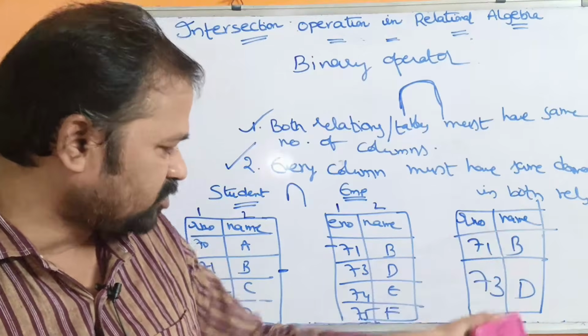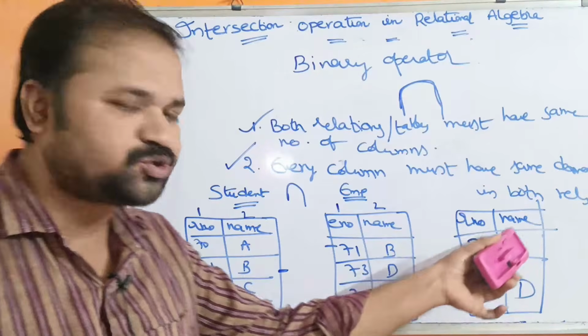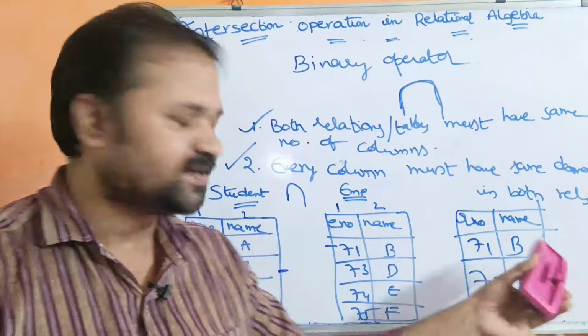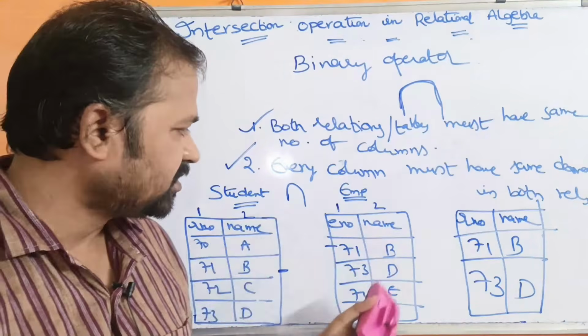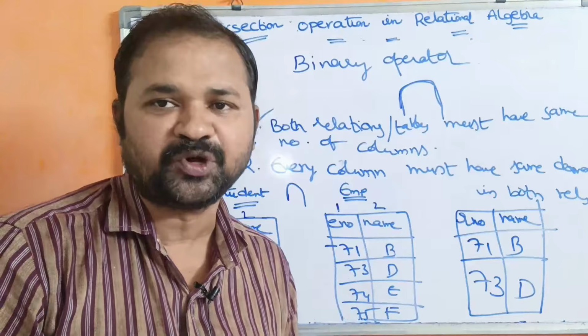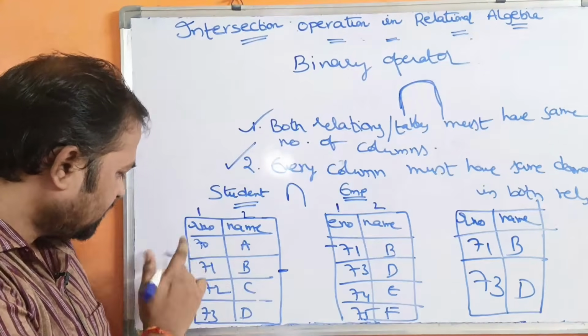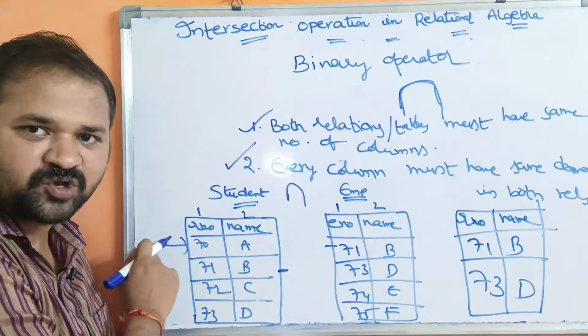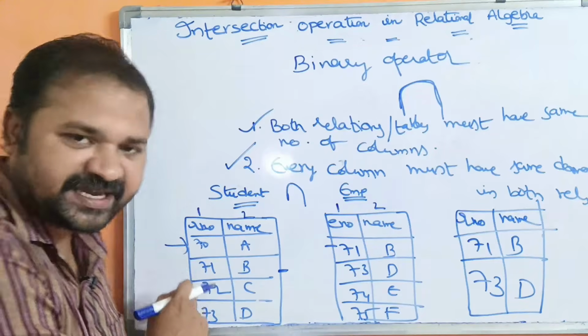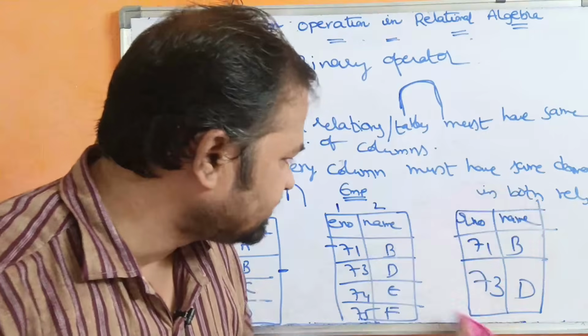So totally we have two rows. Why? Because these two rows are the common tuples. These two rows are common rows which are present in both the tables. A row can also be called a tuple. So this is the first tuple, or the first row, and the second tuple, the second row. So here this is the output.